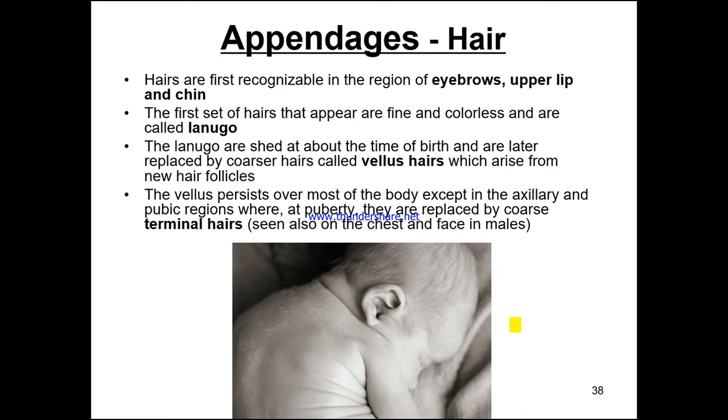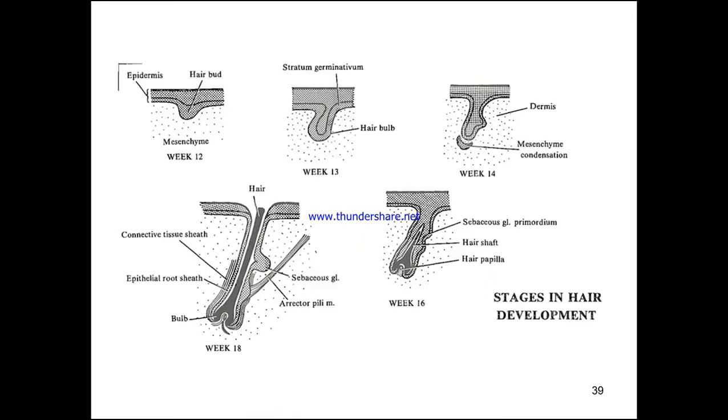Hairs are first recognisable in the region of the eyebrows, upper lid, upper lip, and the chin. The first set of hairs that appear are fine and colourless and are called lanugo. Lanugo are shed at about the time of birth and are later replaced by coarser hairs called vellus hairs, which arise from new hair follicles. The vellus persists over most of the body except in the axillary and the pubic regions, where at puberty they are replaced by coarse terminal hairs, seen also on the chest and in the face of males.